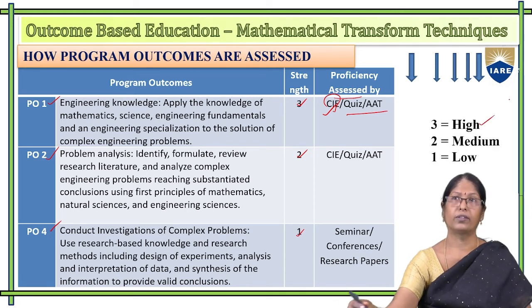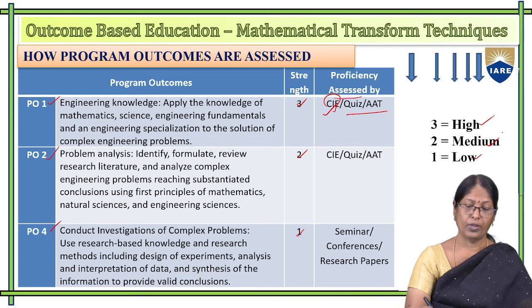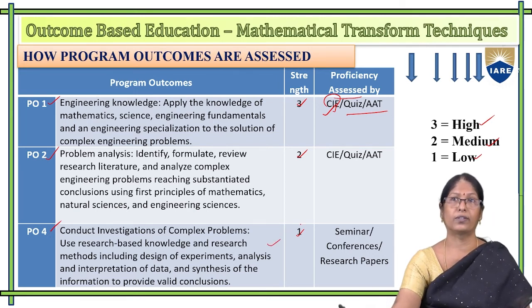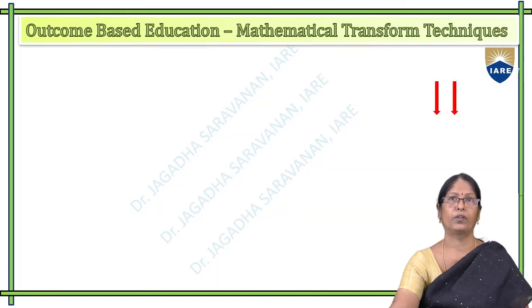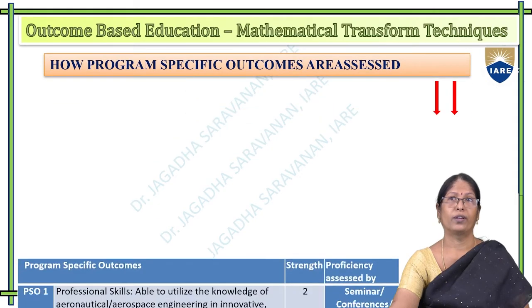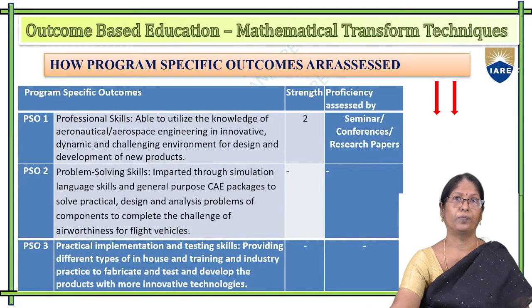Here we can see that 3 represents high level, 2 represents medium, and 1 represents low. The last one is assessed by conducting seminars, conferences, and research papers. So we can see it now here.